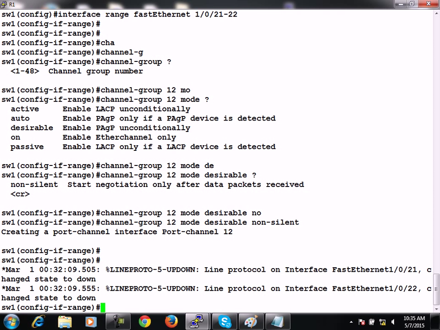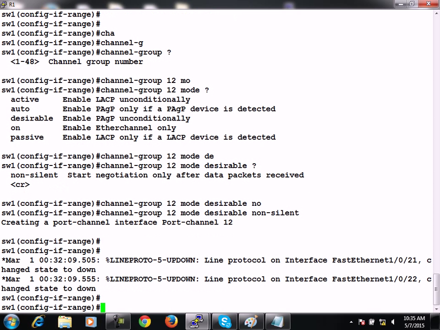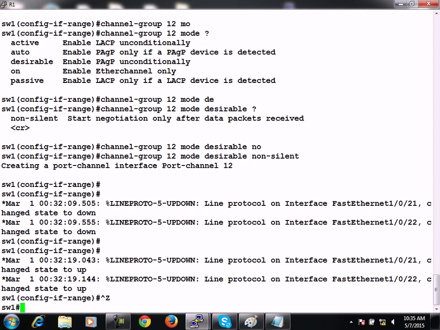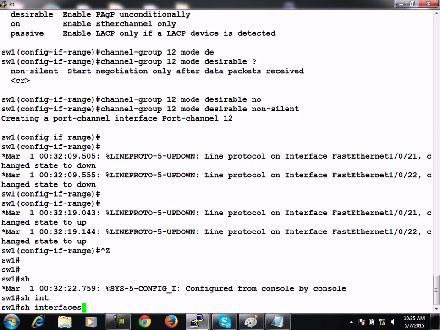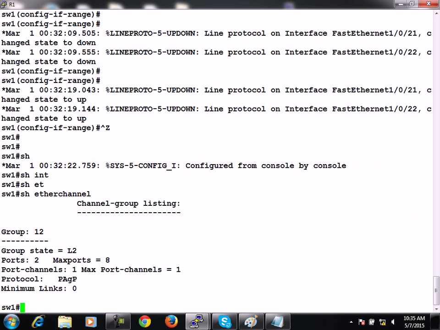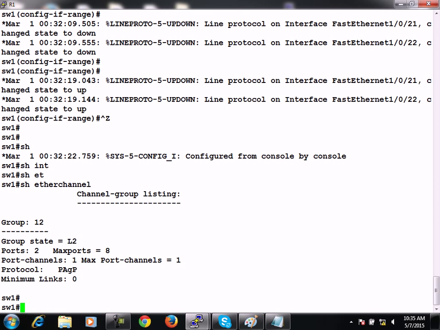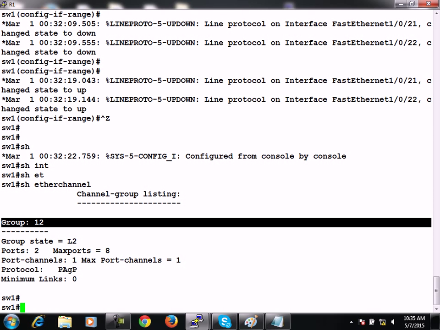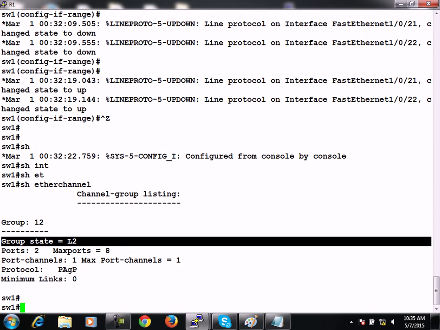However, it is also recommended that you should shut down your interfaces before configuring EtherChannel, right? But here I have not shut them down, right? Now let me show you show etherchannel. This is the group number. This is the group state, meaning we have configured a layer 2 EtherChannel, because we aggregated layer 2 ports. We aggregated switchports, that's why by default a layer 2 EtherChannel will come up.